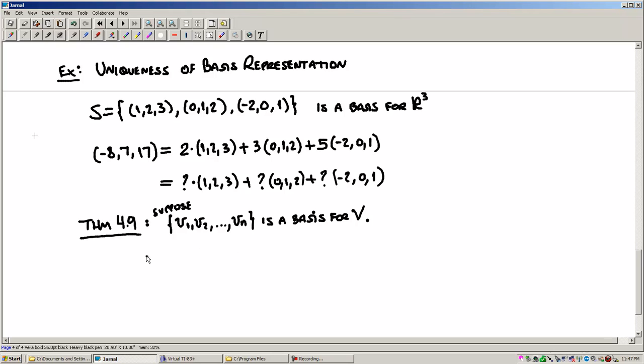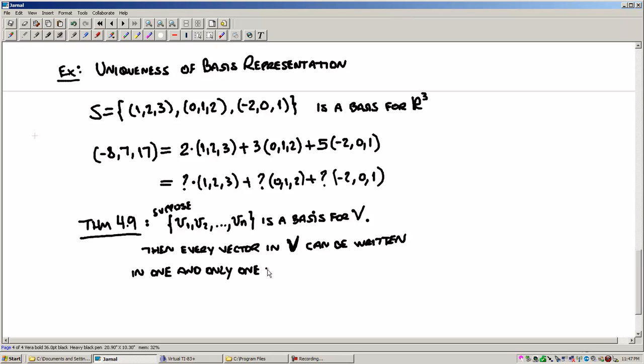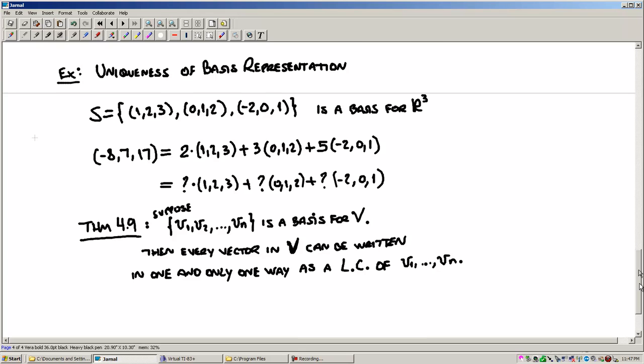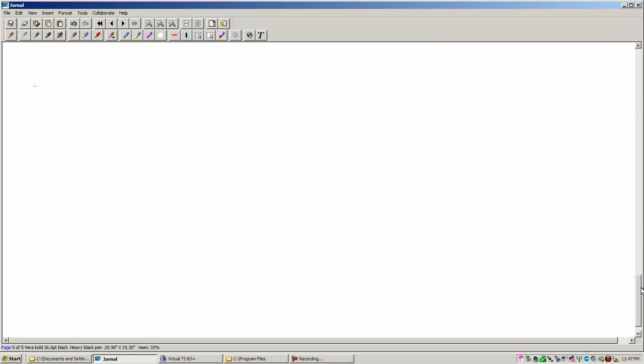Now then, here's the claim: every vector in the vector space V can be written in one and only one way as a linear combination of those vectors V1 to Vn. Okay, how do we show that?